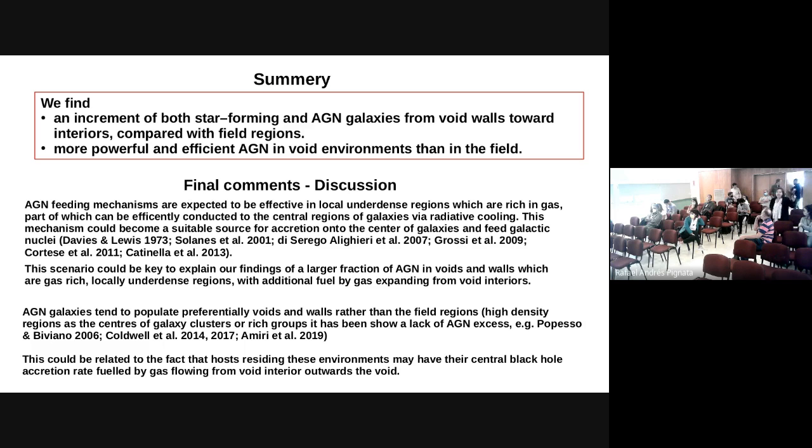Yeah. Maybe Fernanda can answer that. Yes, we need stellar population synthesis, but in principle, the luminosity distribution is similar. So we do not expect important bias, because in the void interiors, in the void environment and the field, we have the same luminosity distribution. But it is interesting to perform synthesis.